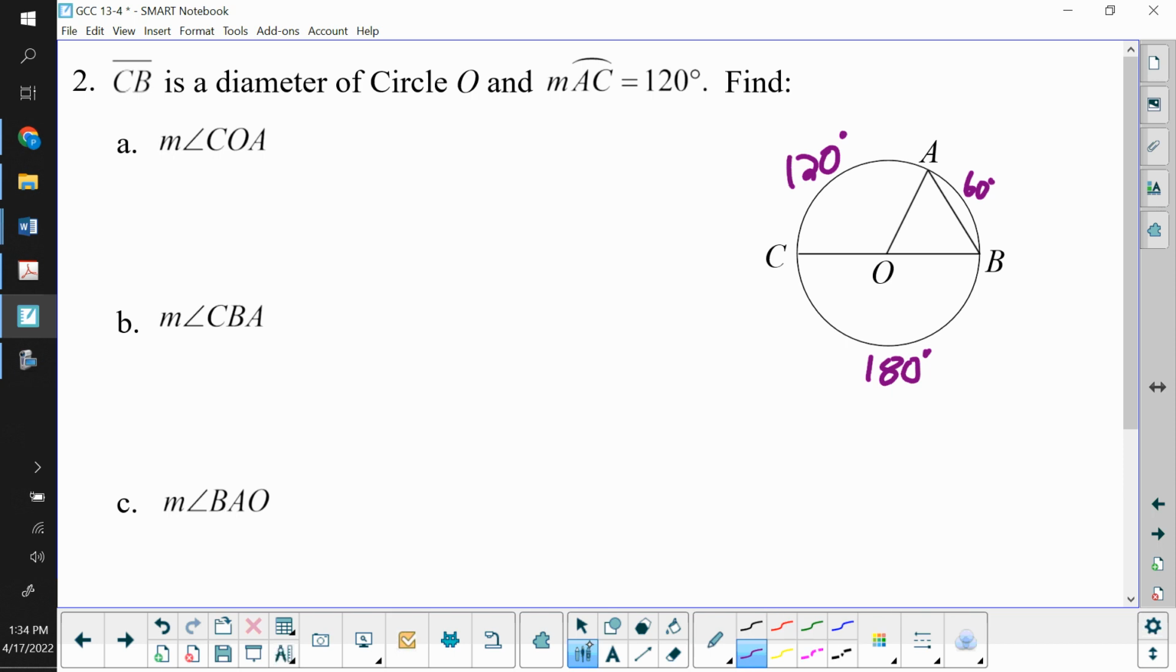So angle COA, notice its vertex is at the center of the circle. So we're looking at this right here. So a central angle, from what we saw before on the previous days, the central angle is always equal to the arc it opens up to. So that one is just 120 degrees.